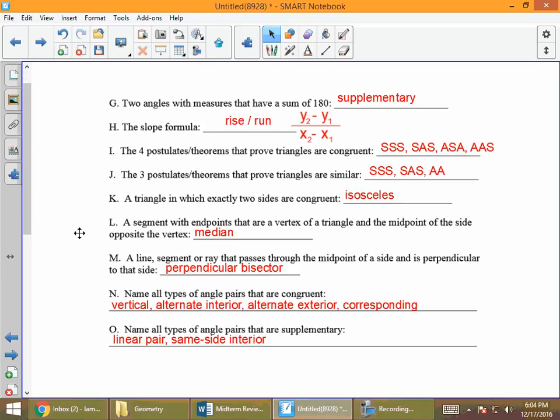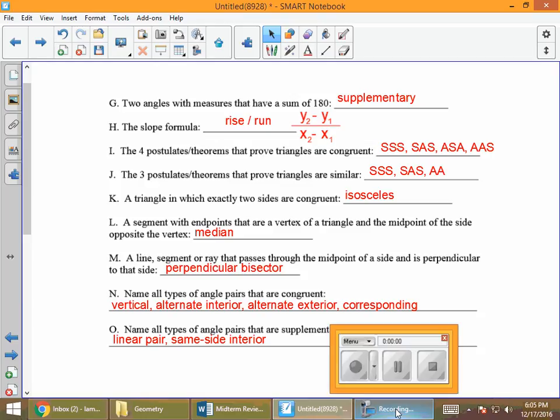And the last one, letter O, name all the types of angle pairs that are supplementary. We have linear pairs add up to 180, and same side interior when we have parallel lines. Other things that are supplementary, if we think about supplementary adds up to 180, that's the sum of the angles of a triangle. All three of those angles added together equals 180 degrees. That's it for the vocabulary.